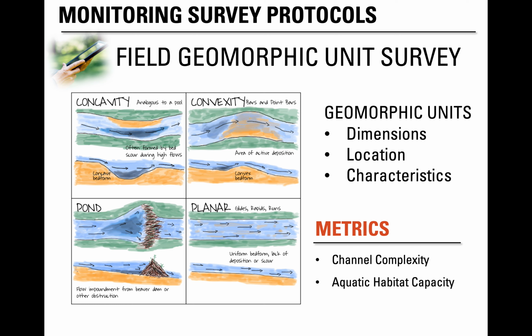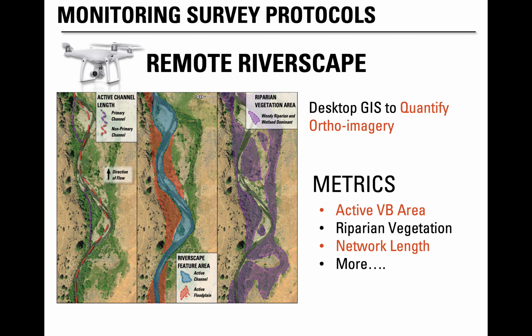The field survey also consists of a geomorphic unit survey. So this is in-channel geomorphic units. So things like your pools, your bars, your ponds, and your glides, rapids, and runs. The geomorphic unit dimensions, their locations, and characteristics. So this survey is designed to still be rapid and give you a number of metrics related to and describing things like channel complexity, aquatic habitat capacity. So that's the field surveys, the structure survey and the geomorphic unit survey, designed to be done on the ground using the iPad.